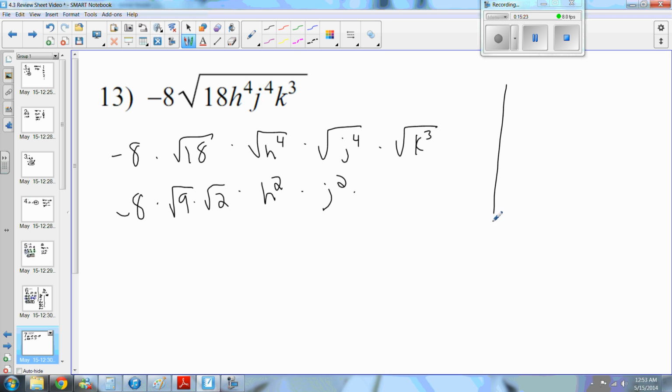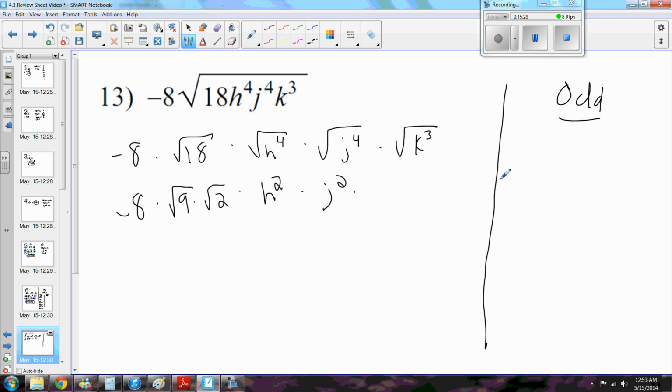Okay, so if there is an odd exponent, and this is where we were using quotients and remainders and so forth.